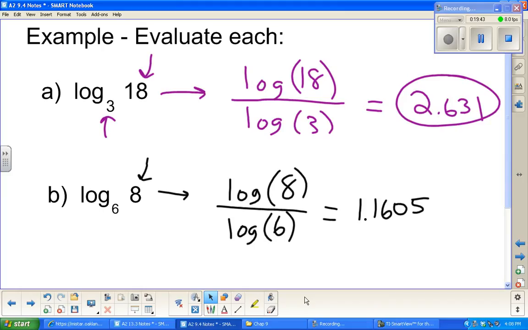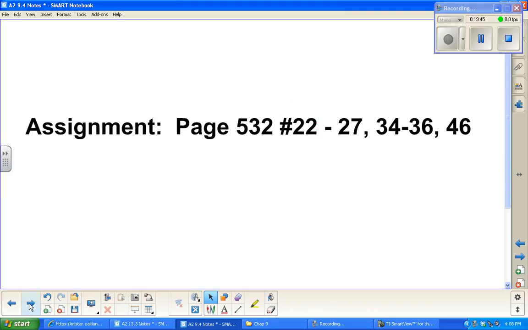So for some practice, this will be the assignment for tonight on page 532. We'll look at number 22 through 27, 34 through 36, and number 46.